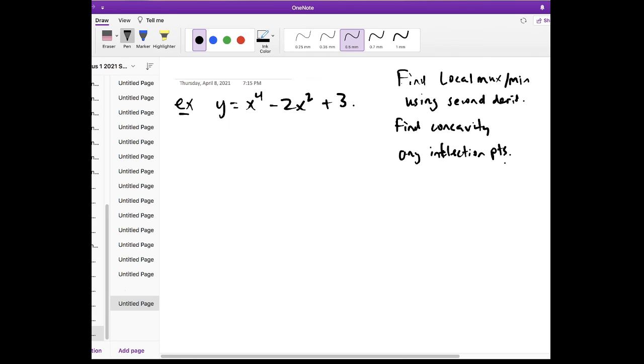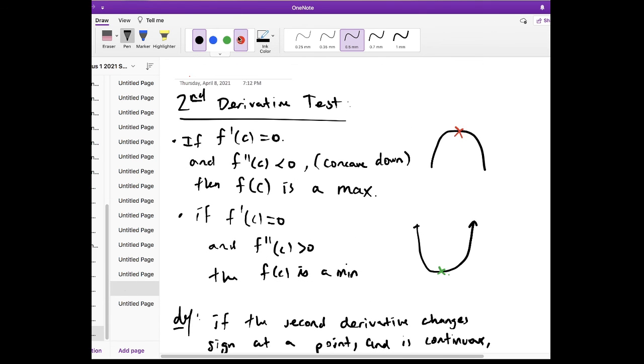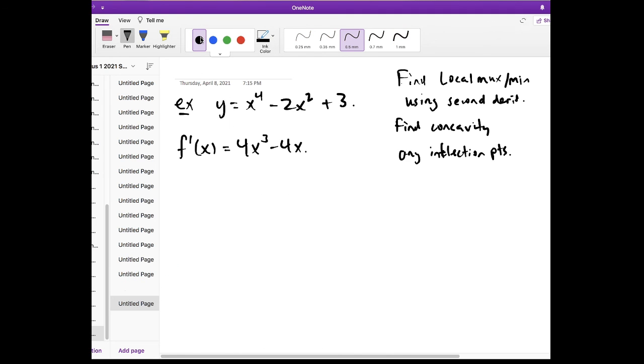Okay, so what do you think the first step is? Yeah, we need to get the second derivative. We need to take a little pit stop at the first derivative, right? Because we want to find where the first derivative is equal to 0. So let's stop at the first derivative, and then let's set this thing equal to 0. But first of all, can we factor this before setting it equal to 0?